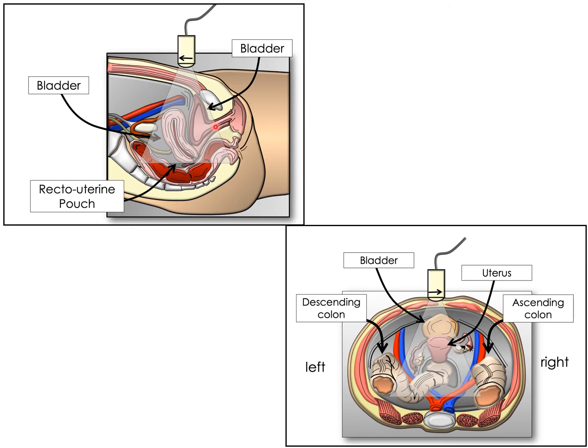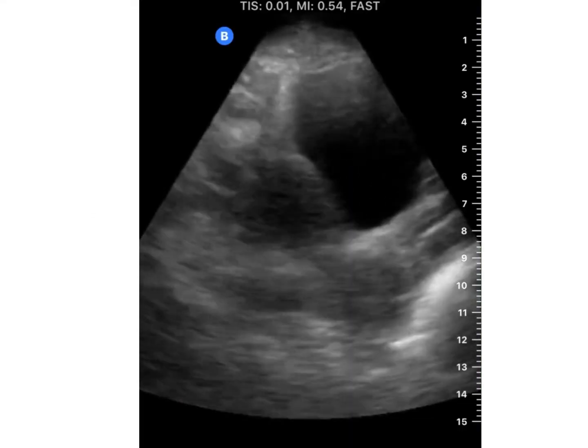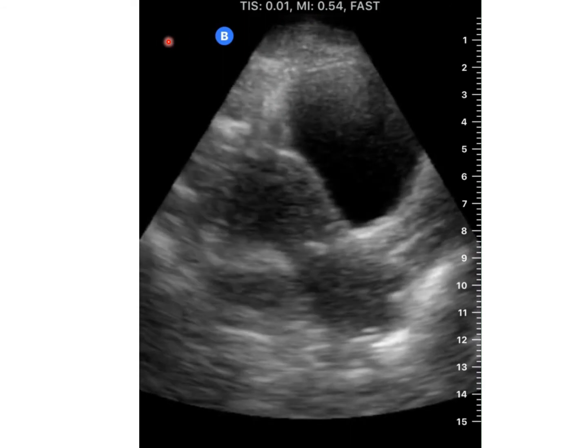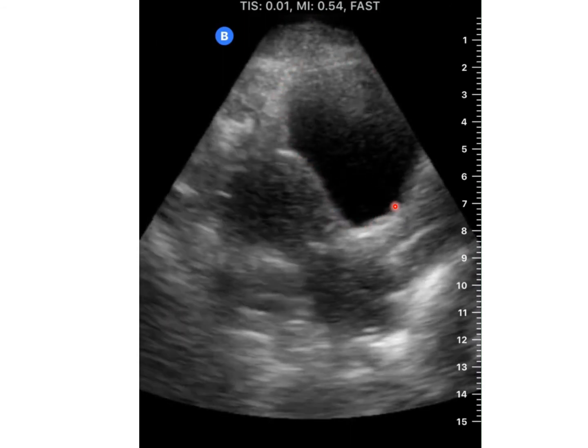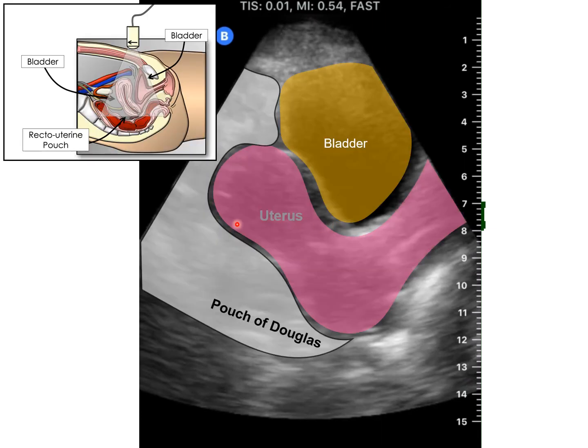Same thing, because it's a three-dimensional space, small spaces, and they're irregularly shaped, you want to visualize them in two planes. So here in longitudinal with the probe marker towards the patient's head, and then in transverse with the probe towards the patient's right. So here you have that longitudinal view with the probe marker up towards the patient's head. Large circular anechoic structure here is the bladder, and behind it the uterus, which goes all the way around like that, and then behind that the pouch of Douglas. So fluid would accumulate either here behind the uterus or between the uterus and the bladder.